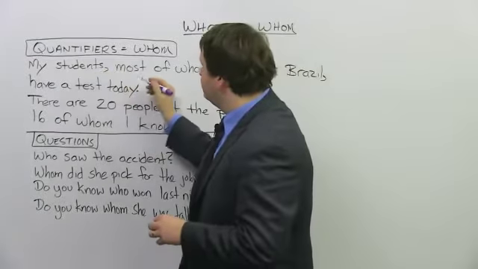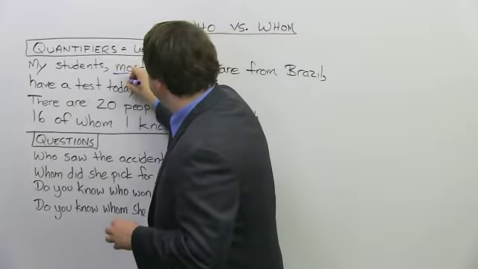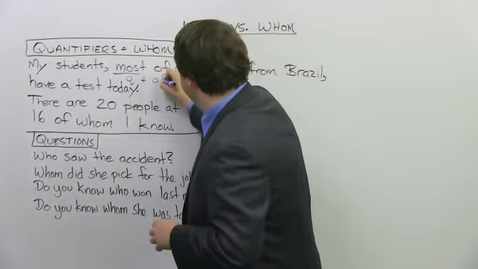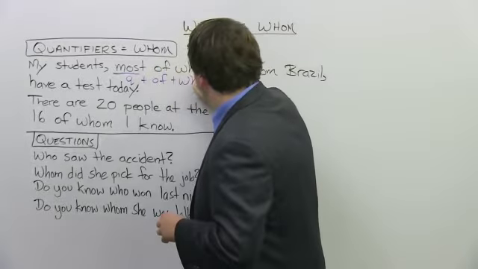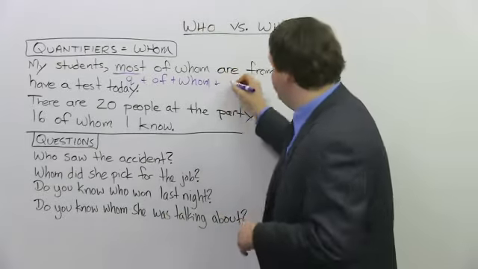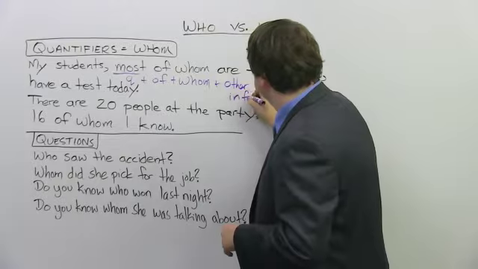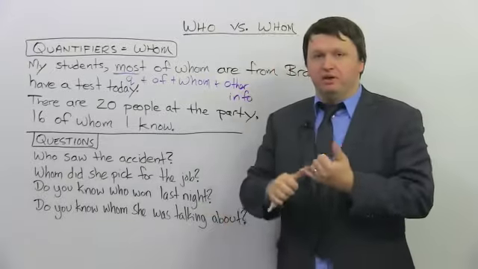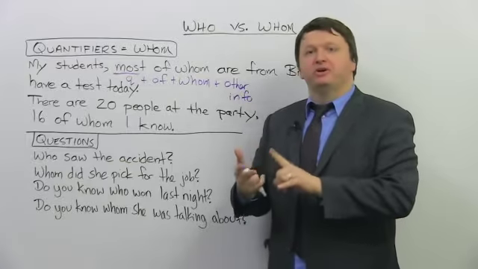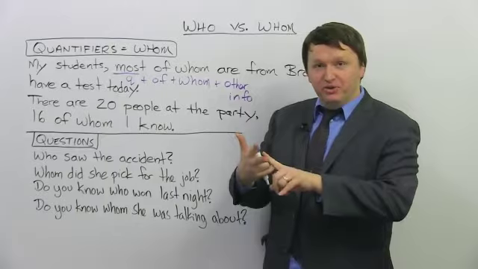So after that, you need a quantifier. For the quantifier, I'm just going to put who plus of plus whom plus other info. So it's always most of whom, some of whom, 3 of whom, 2 of whom, 30% of whom.